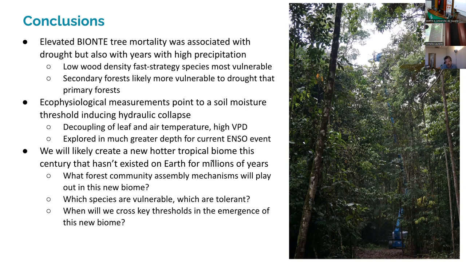And we're creating this new hotter tropical biome. And by the end of this century, we may well have created a new biome that hasn't existed on Earth for millions of years. And so what are the forest community assembly mechanisms that are going to play out in this new biome? Which species are vulnerable? Which are tolerant? And importantly, when will we cross key thresholds in the emergence of this new biome?